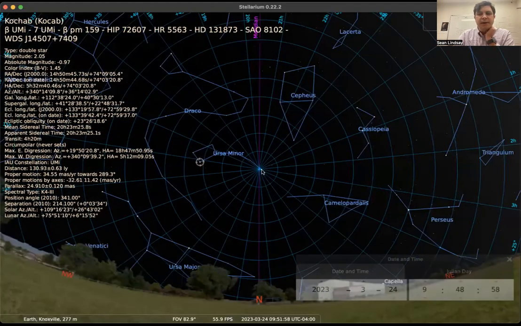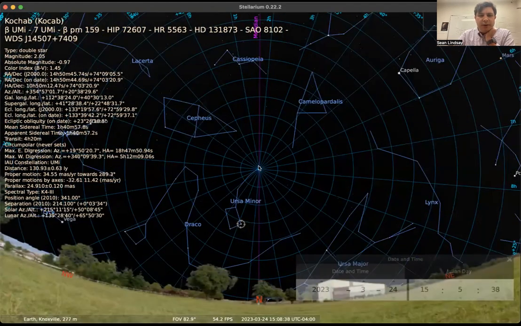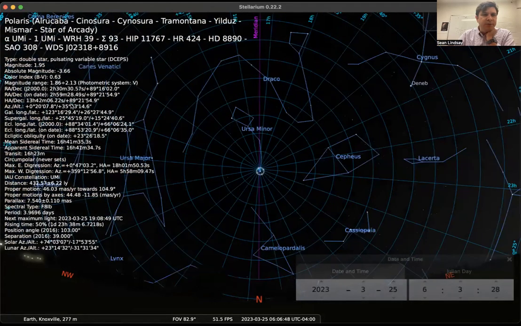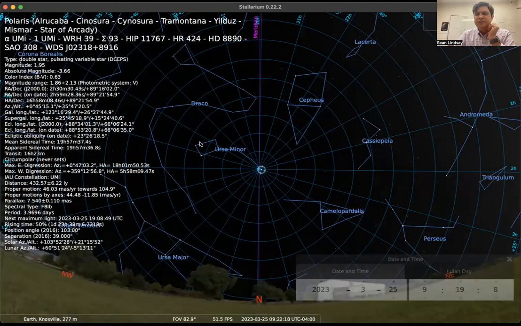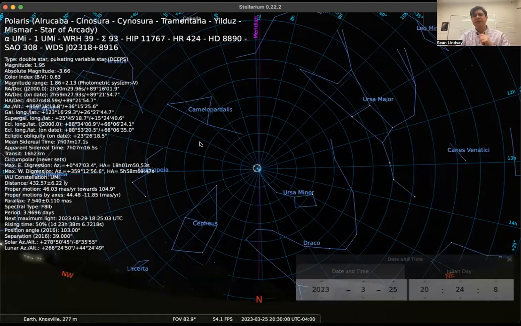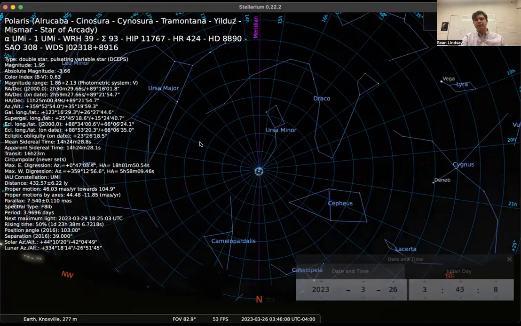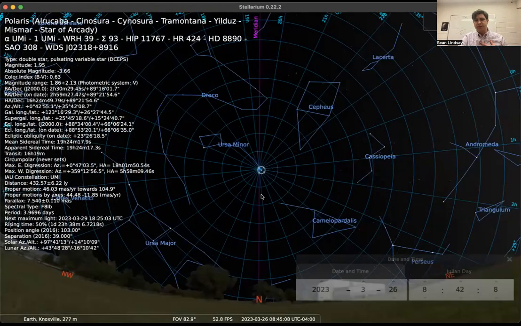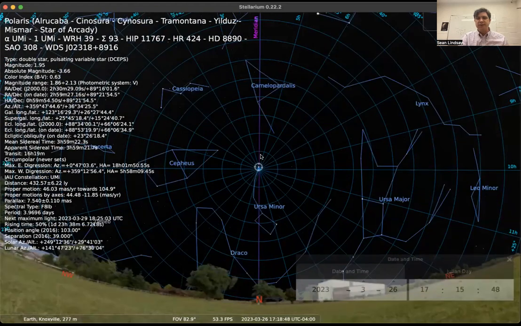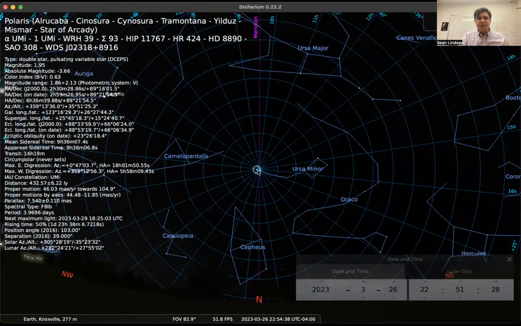Now, if you have been a clever observer right here, you might have noticed that the altitude of Polaris is right around 36 degrees north. It's not quite exactly at the North Celestial Pole, but it's very, very close. You have to remember that the altitude of Polaris is equal to our latitude. And here in Knoxville, it's at 36 degrees north. So this is at altitude 36.